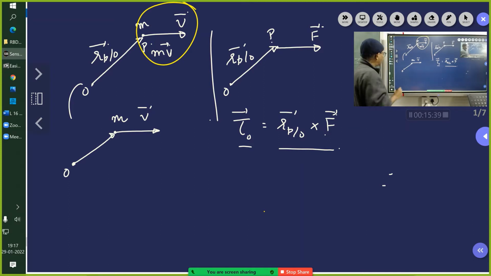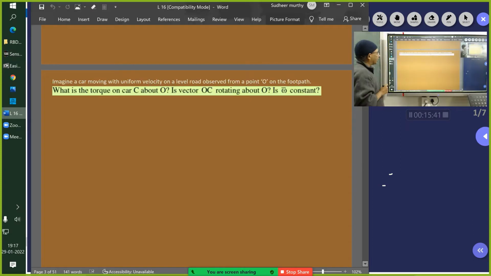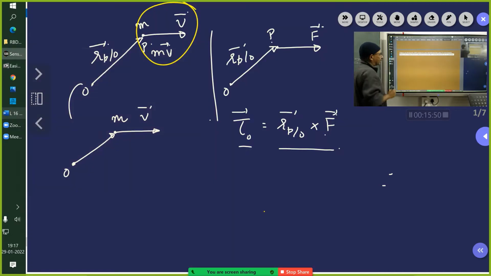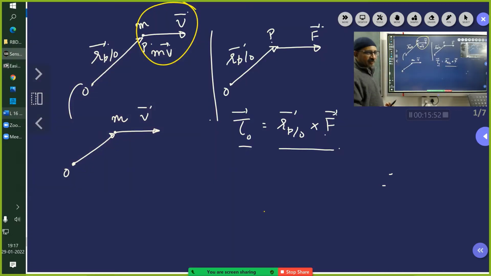Now they are asking what is the torque acting on the car. What is the keyword here? It is moving with uniform velocity on a level road. That means no force is acting, and therefore torque is zero. Tau bar is equal to zero because no external force is acting.